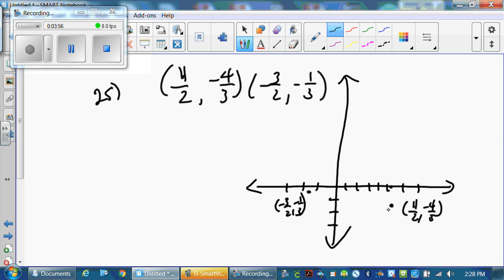So from here to here, what am I doing? Remember, slope is rise over run.